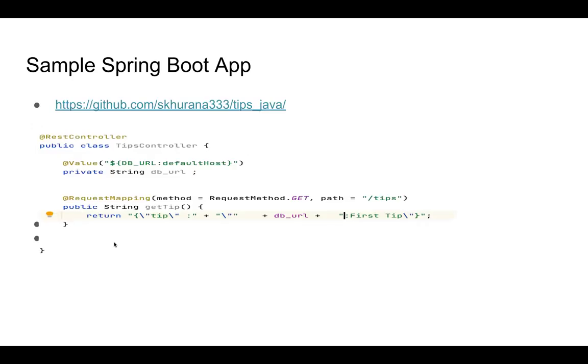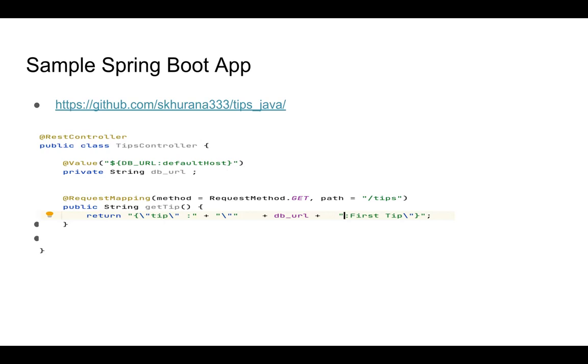So let's take this application. This application is hosted here, and it has some controller. It's a Spring Boot application, and this is the DB URL, a configuration which you want to take. Once you invoke this method, /tips, it will pass tips and the value of this DB URL. If you do not set any value, then the default value will be default host. So we will see how to set this value of DB URL using the configuration.